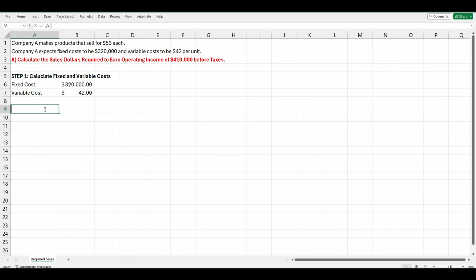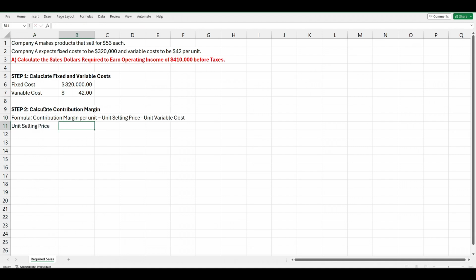And so now step 2, let's calculate our contribution margin. Our formula is contribution margin per unit, which we'll calculate first, is equal to unit selling price minus unit variable cost. And so our unit selling price is $56. Our unit variable cost is 42. This is given up in the top line right here.